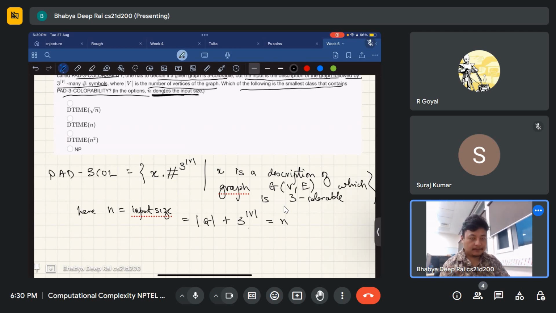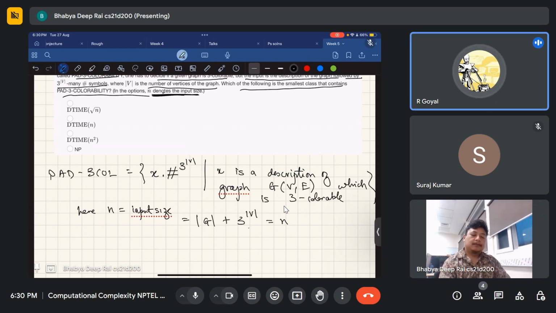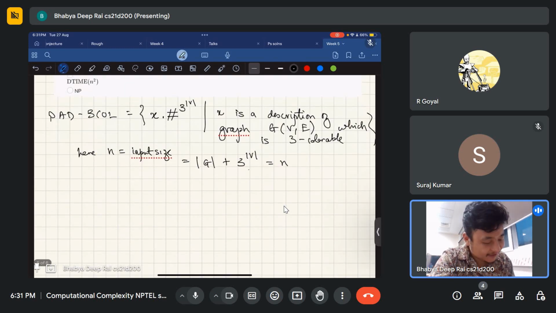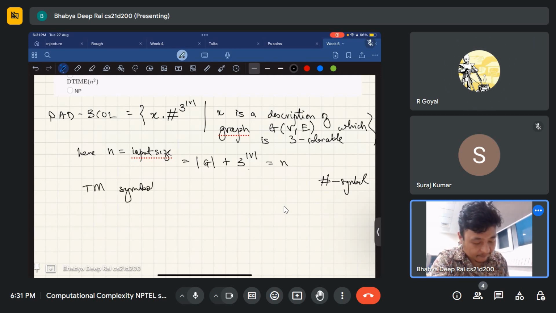Yes, so can you explain this pad 3 colorability problem, because this is not clear to me, except that x is the description of the graph, and what this pound stands for, what number of the symbols? Oh, okay. Sorry, the hash is just a symbol. Like you can imagine the Turing machine to have tape alphabet, that we call gamma, to be 0, 1, hash and blank. So there is this extra symbol.